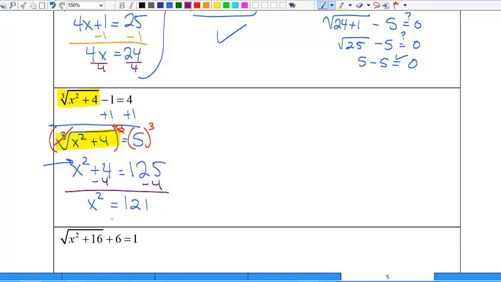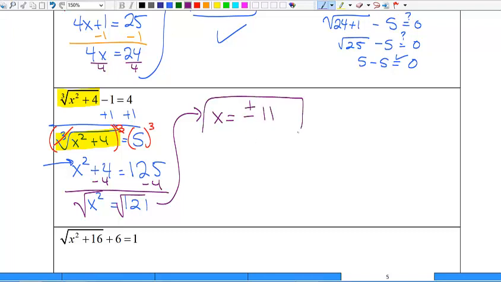This is not the only way you could have done it. You could have set it equal to 0 and factored or used the quadratic formula, but I saw that the square root method was going to work. So I'm going to get x is equal to, whenever I take the square root of both sides, I get the plus or minus part, 11. So these are my two potential answers, really negative 11 and 11, right?